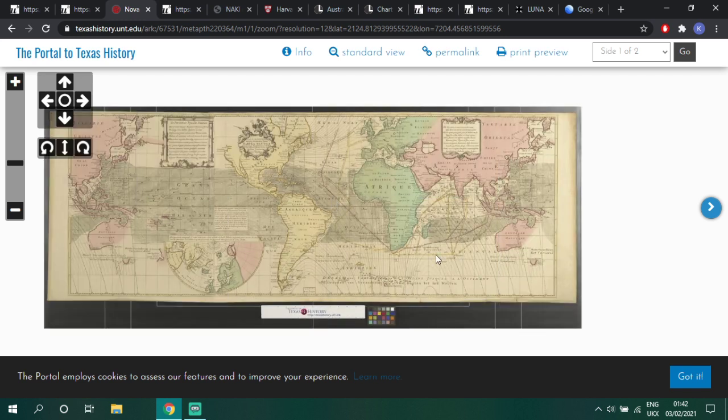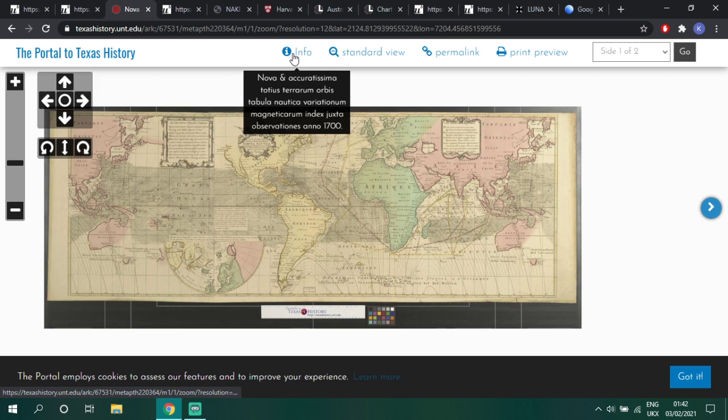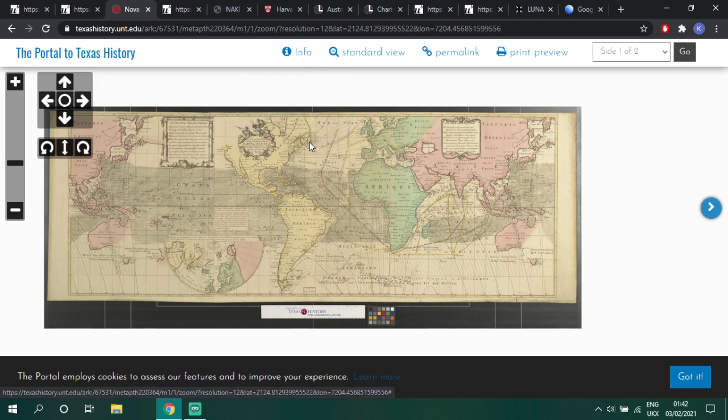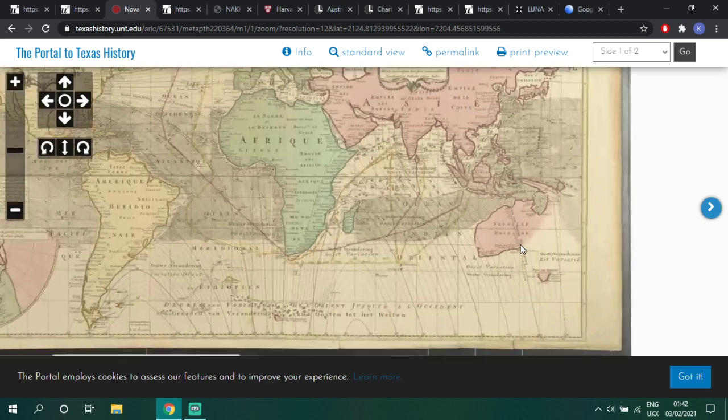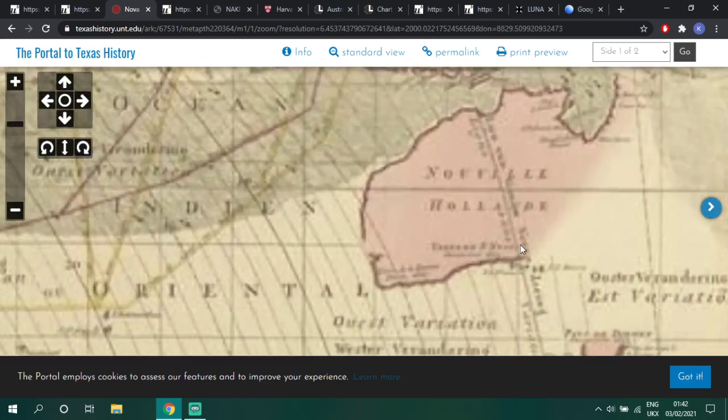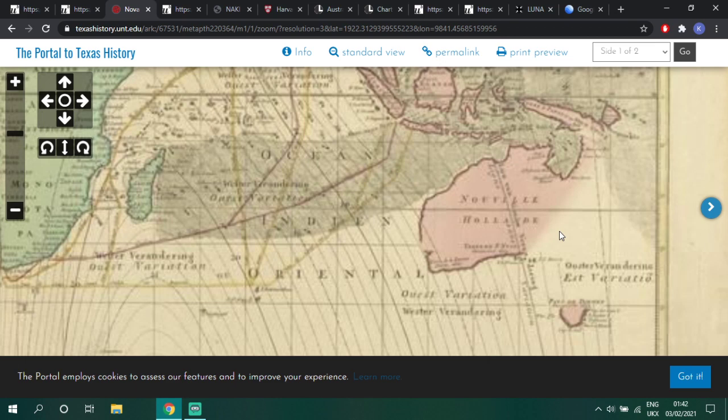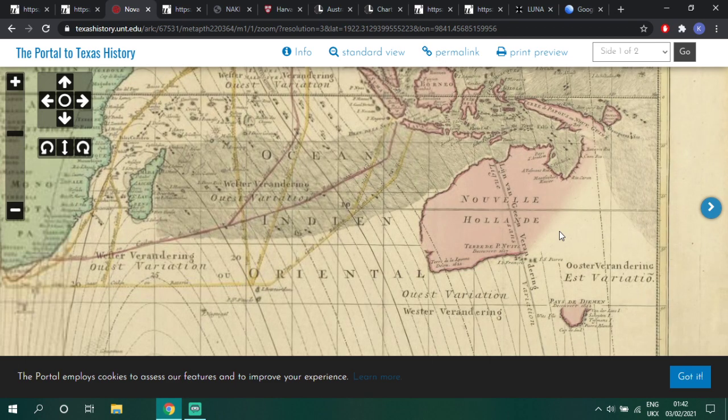This is a very interesting map too, and you could spend a long time looking at this one as well. And this is from the 1700s apparently, and again by then they've mapped the majority of Australia, but it's still called New Holland.